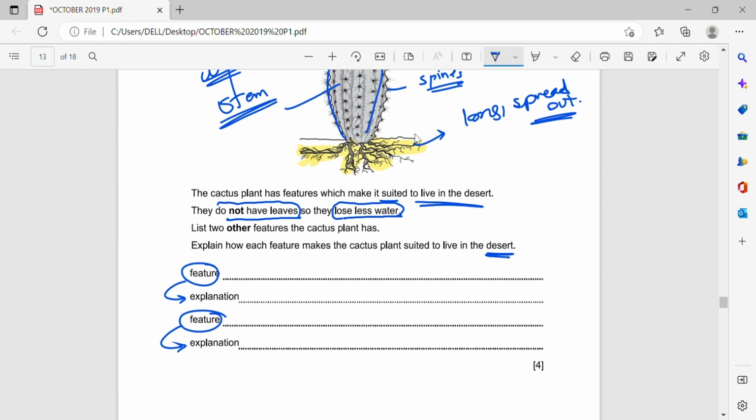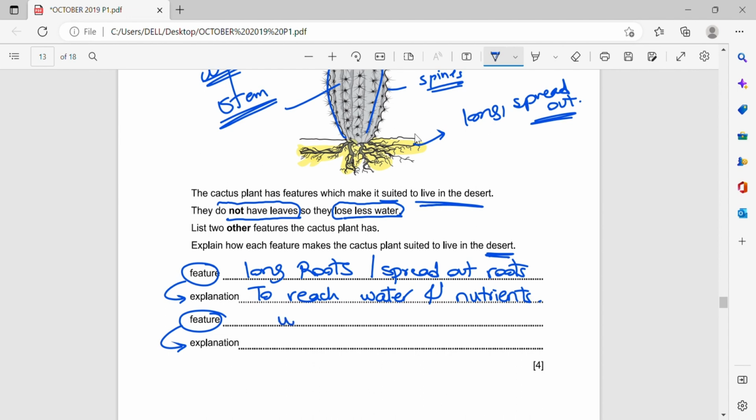Let's write together the features and the explanation. The first feature, we said, is long roots, or in other words, spread out roots. Why? To be able to reach water and nutrients to absorb them. What's the other feature? It has a wide stem. What does this stem do? To store water. He only asked for two features with two explanations.